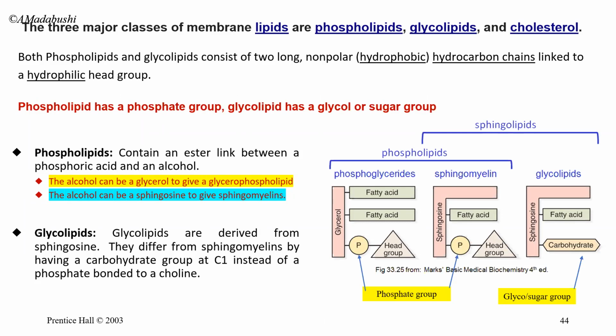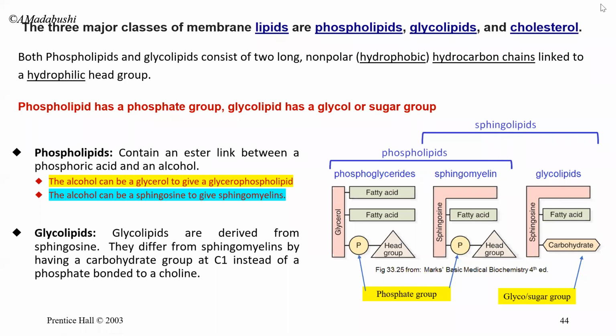Phospholipids contain an ester linkage. Reading right here, it contains an ester link between a phosphoric acid and an alcohol. This alcohol can be glycerol, and that's what makes it glycerophospholipids. The alcohol can also be sphingosine, which makes it sphingomyelin. Okay, so let's take a look at this. This is what we're talking about. We talked about phosphoglycerides and we talked about sphingomyelin.